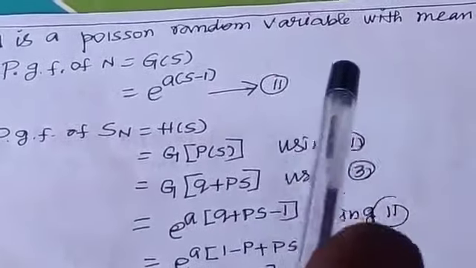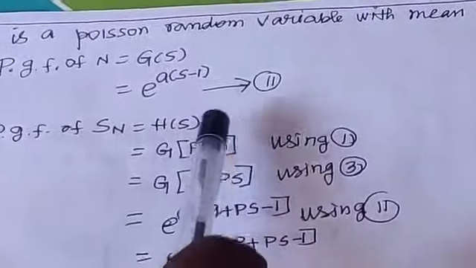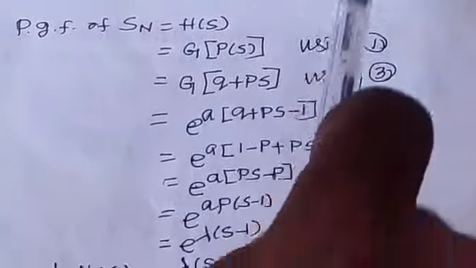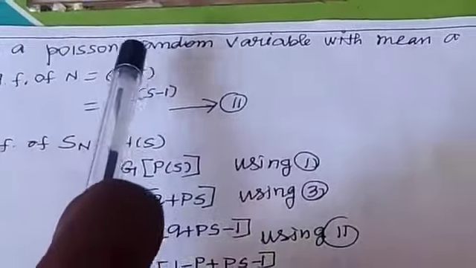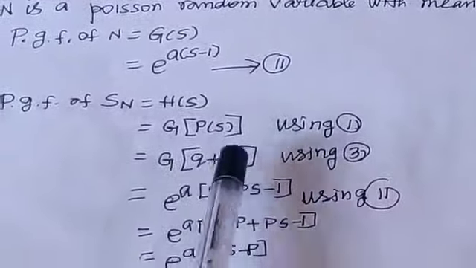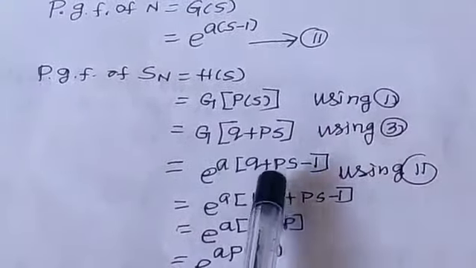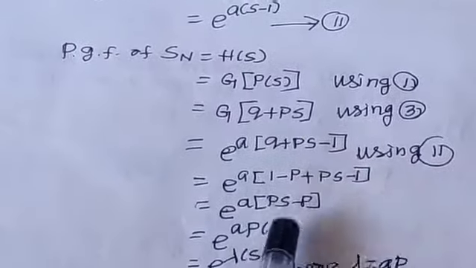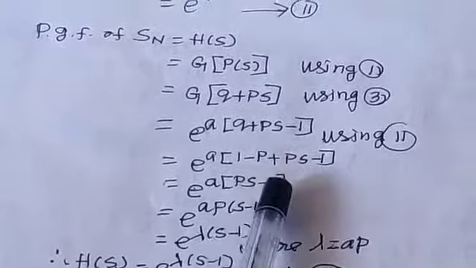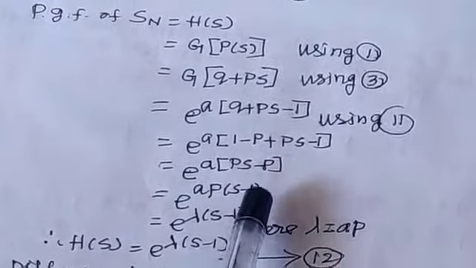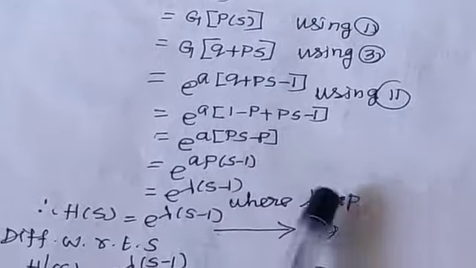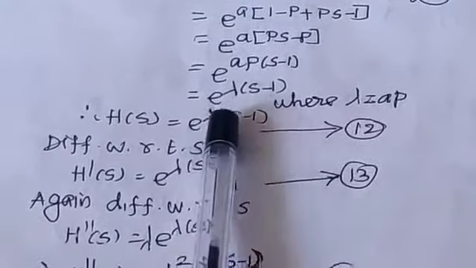So here the probability generating function of Sn equals h of s, by the theorem h of s equals g of p of s. What is p of s? Already using 3, p of s equals q plus ps, then using equation number 11. Wherever we see s, in the place of that s you substitute q plus ps minus 1. Since p plus q equals 1, q is 1 minus p. Therefore, simplifying, e power ap into s minus 1. Here ap is a constant, which we call lambda. Therefore e power lambda into s minus 1, so h of s equals e power lambda into s minus 1.